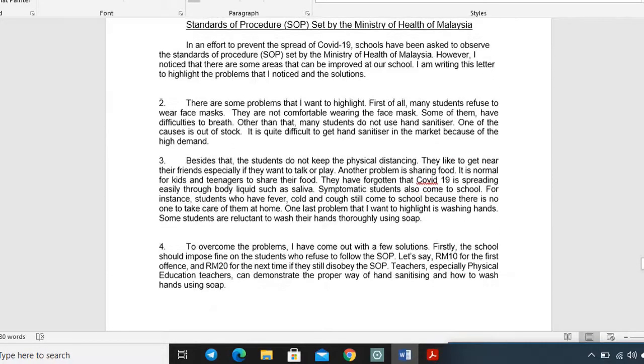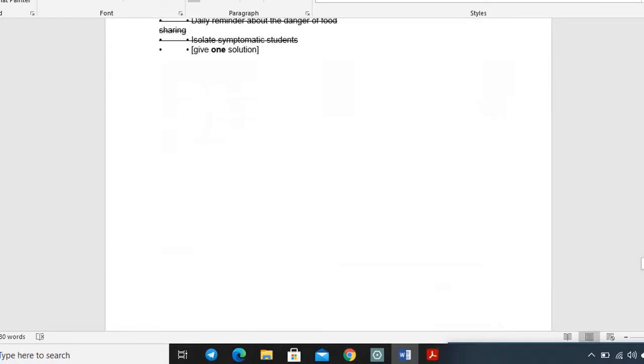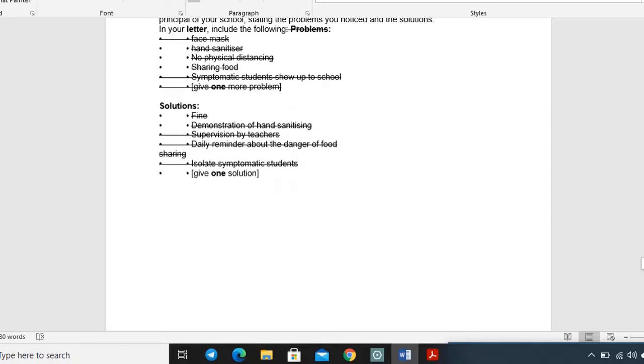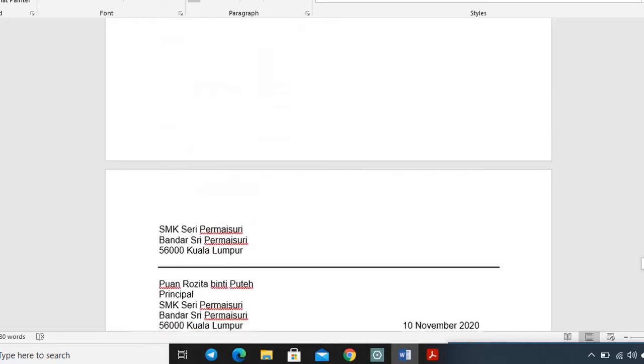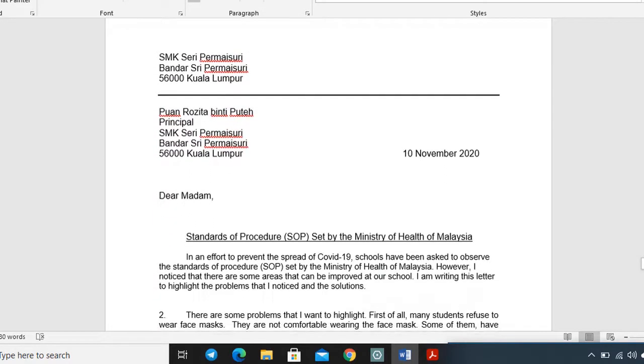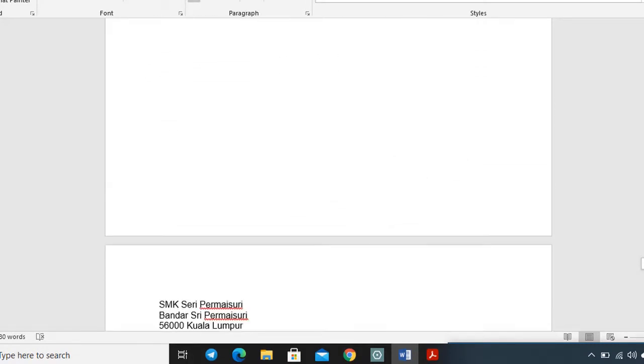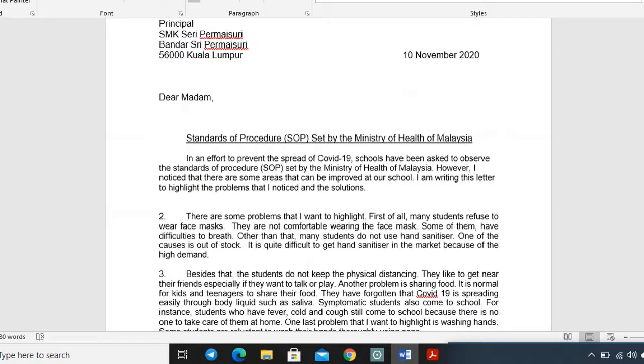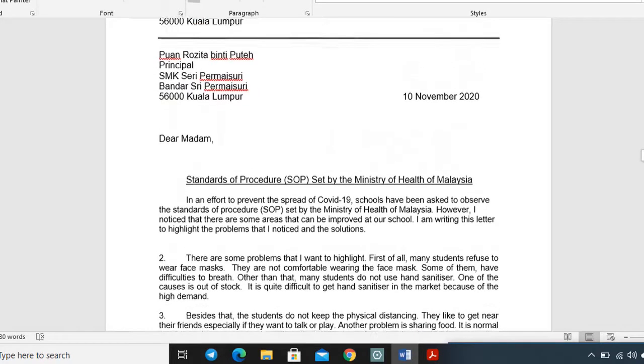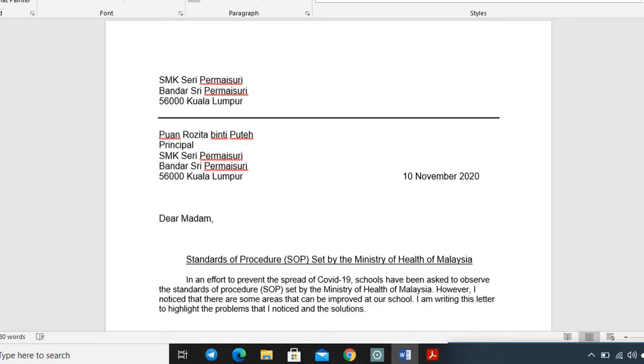So the format is formal letter format. Okay, so we are done with the sentences. So I would like to remind you again that when you expand all these points, you must remember my 3E formula. Expand, elaborate, and give example where necessary. Okay, and don't forget the format. So you need to read the question carefully before you decide on which format that you want to use.